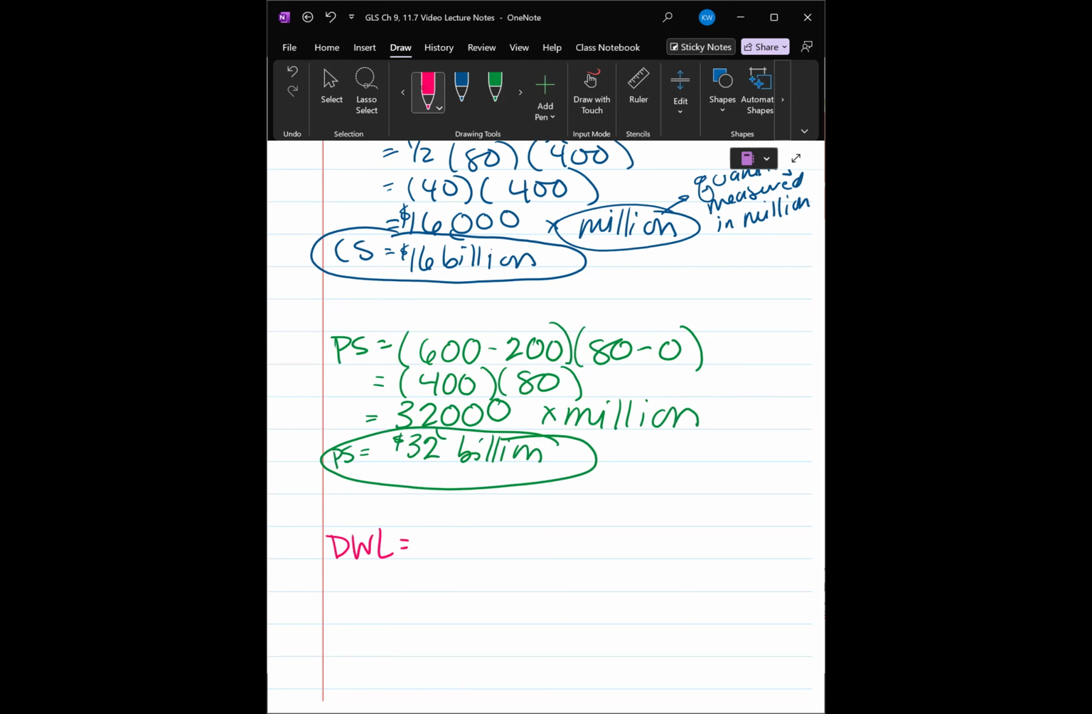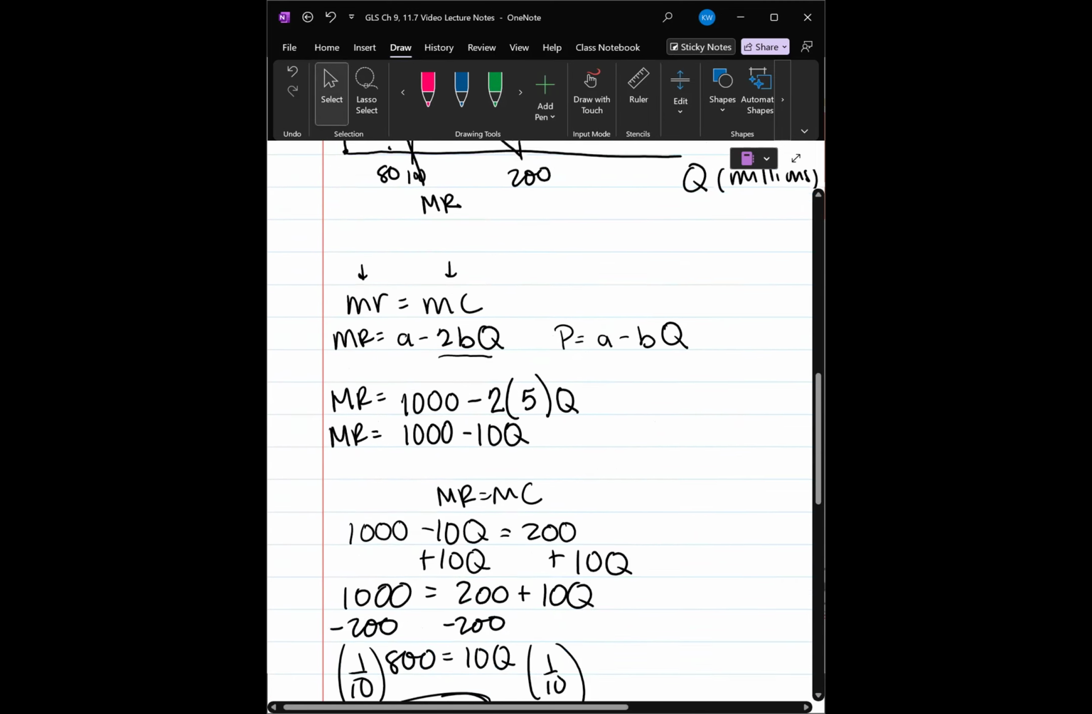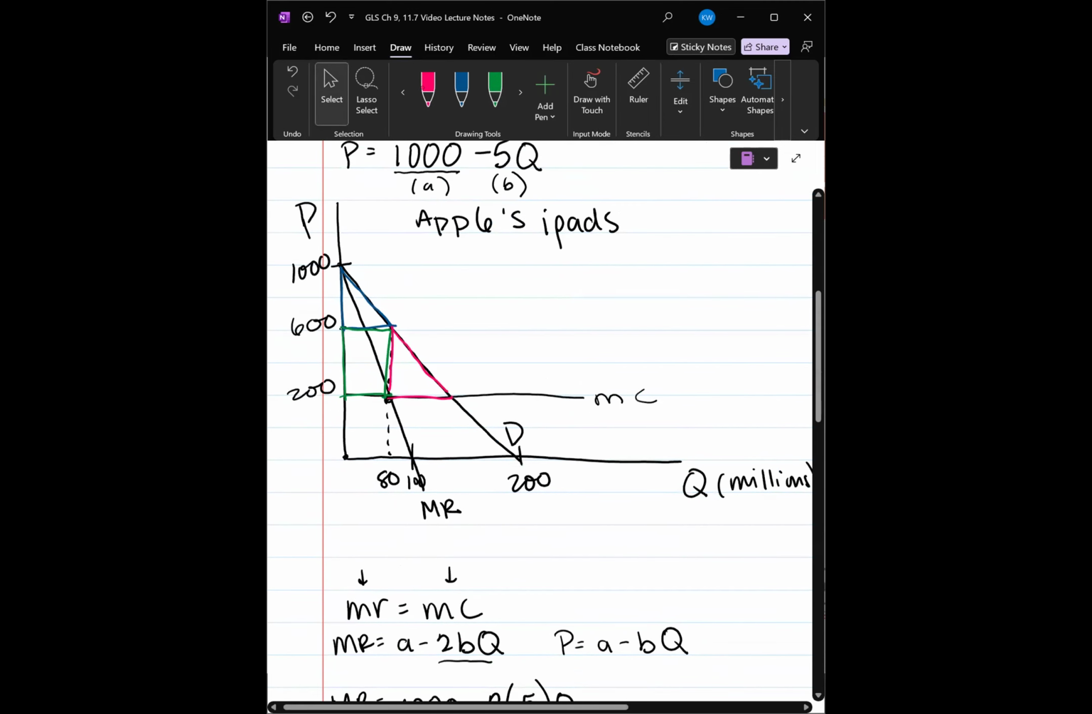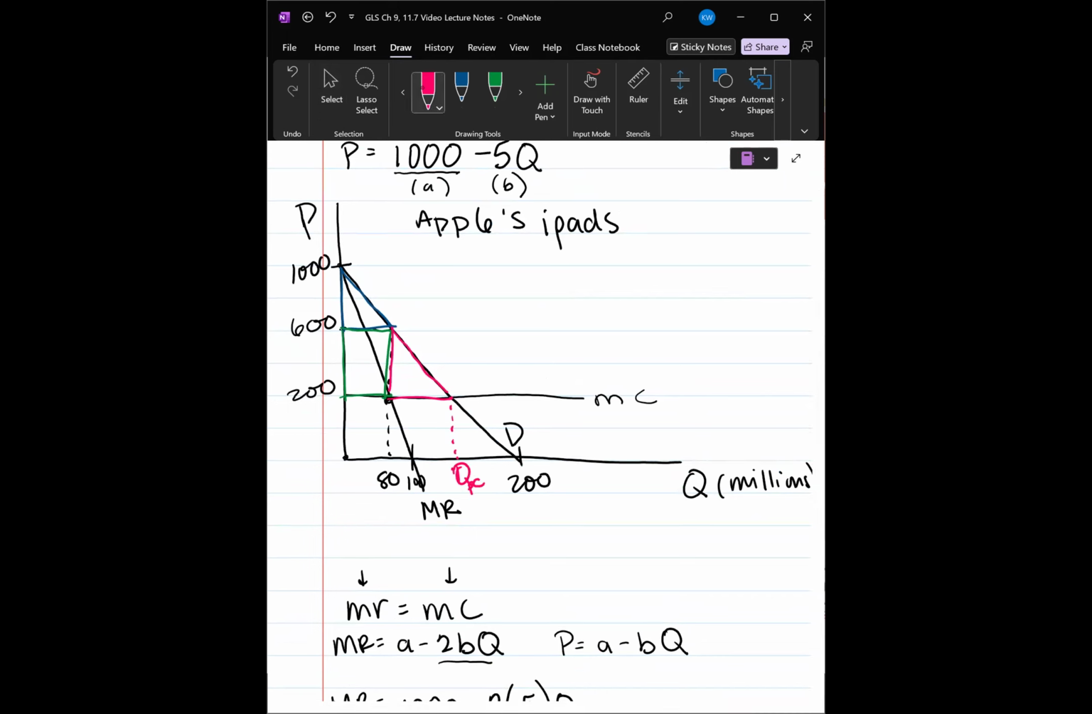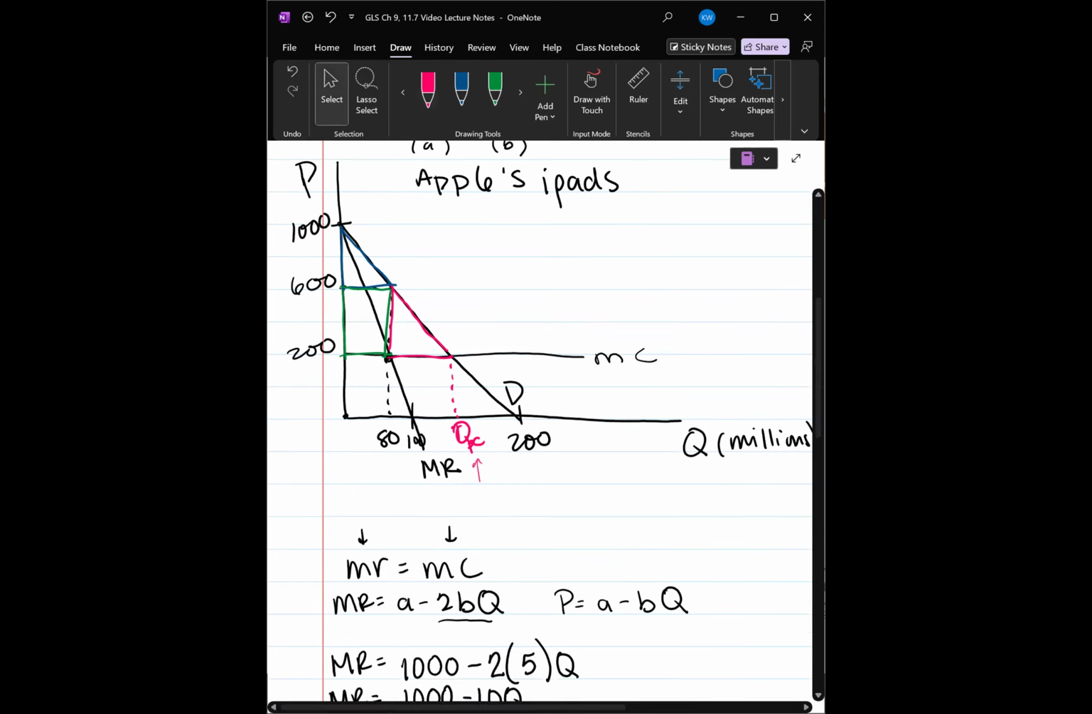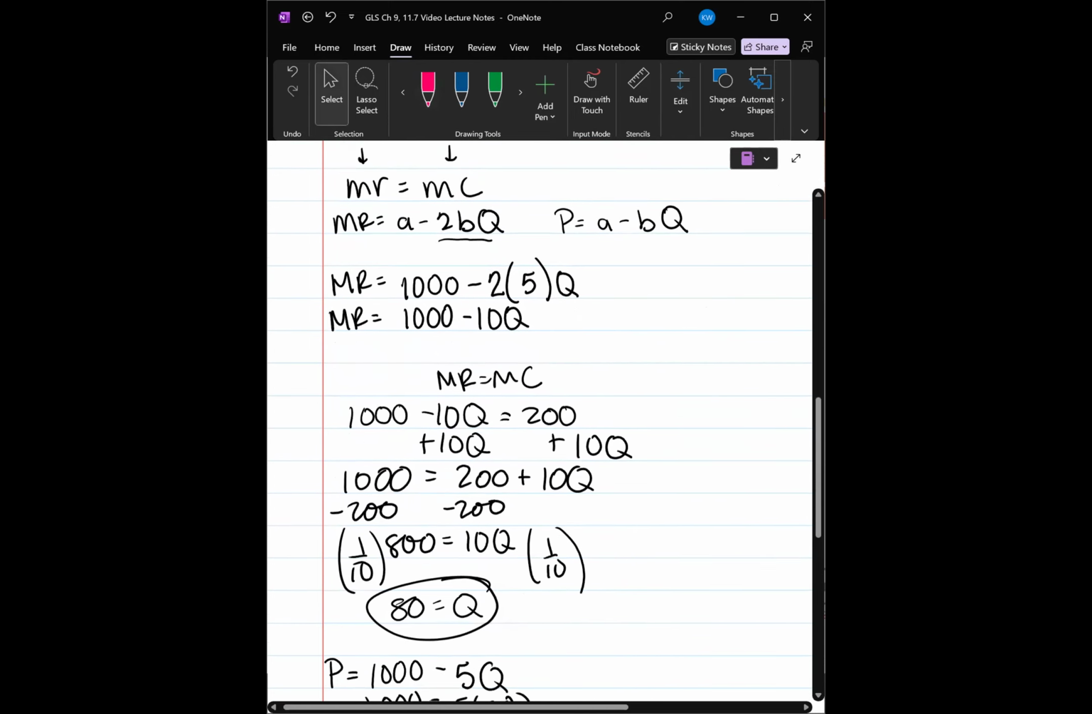Lastly, we need to find deadweight loss. As a reminder, the reason we have deadweight loss in this market is because we're implicitly comparing this market to the perfectly competitive one. So we're saying there's less output here than there would be if this market was perfectly competitive, and so there's deadweight loss. There are fewer iPads traded. To find deadweight loss, we need to find the amount of output produced under perfect competition.